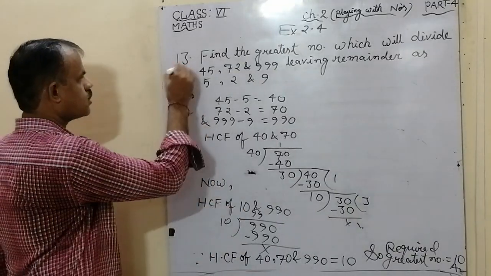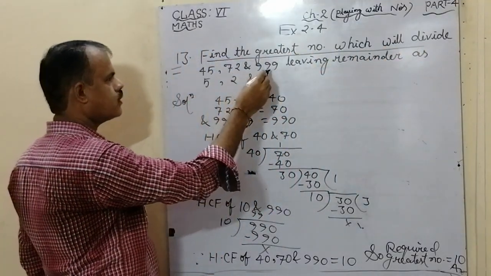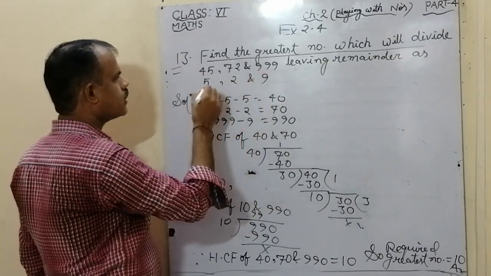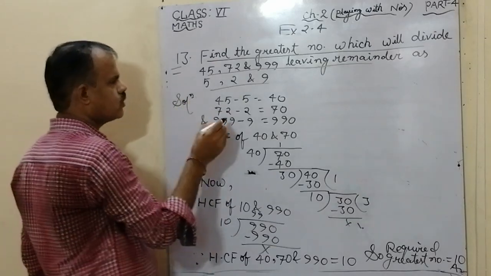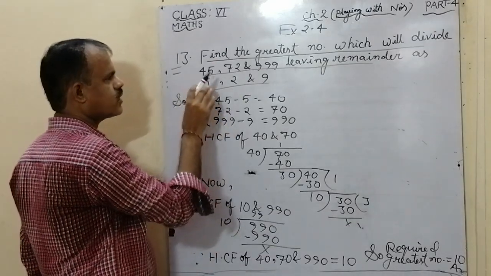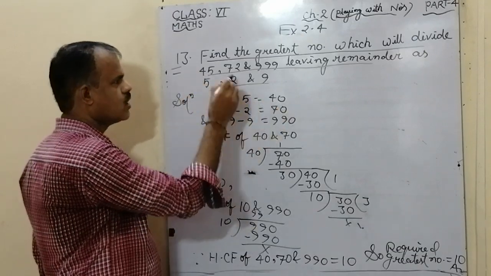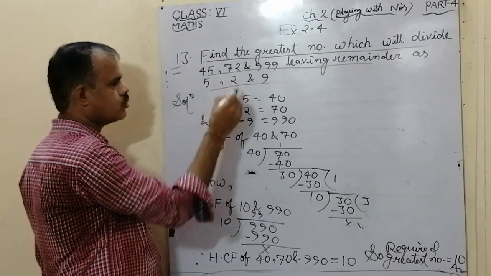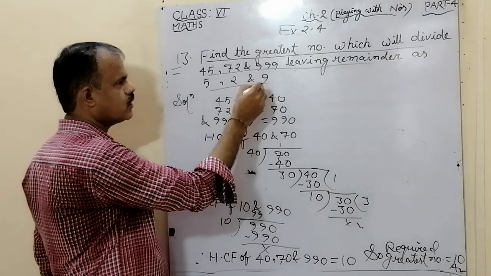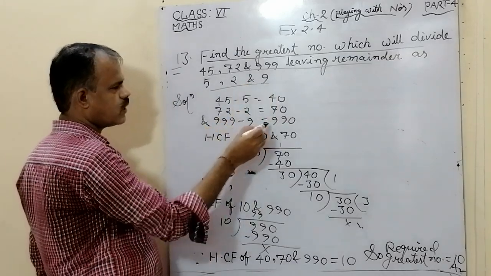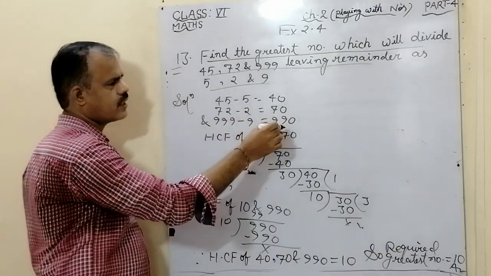Yes, student, question 13. Find the greatest number which will divide 45, 72, 999, leaving remainders 5, 2 and 9. So first we have to subtract the remainder. 45 leaving remainder 5, so 45 minus 5 is 40. 72 leaving remainder 2, so 72 minus 2 is 70. 999 leaving remainder 9, so 999 minus 9 is 990. Now we have three numbers 40, 70, 990.